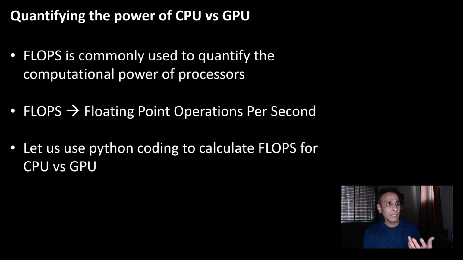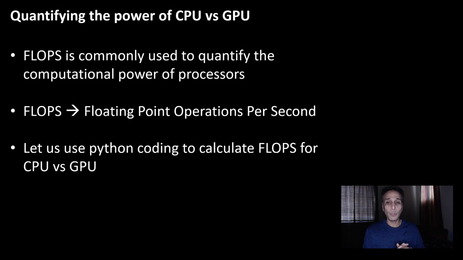Okay, now let's take it to the next level. First of all, how do we quantify the power of GPU versus CPU? So the exercise we're going to do is basically calculating the flops. And I'm pretty sure most of you are aware of this. If not, flops basically stands for floating point operations per second. How many floating point operations can you perform in a given second? So this is a way of quantifying the power of these processors. So let's use some Python coding to calculate flops for CPU versus GPU, and then come back here and finish off one more slide that I want to show you as a summary.